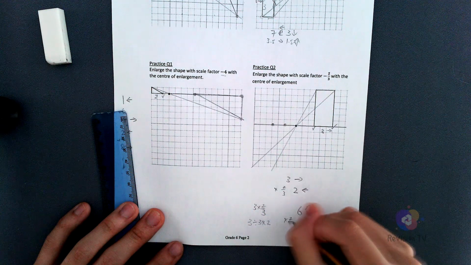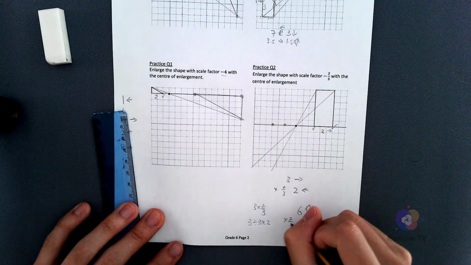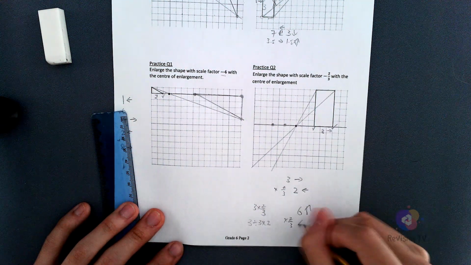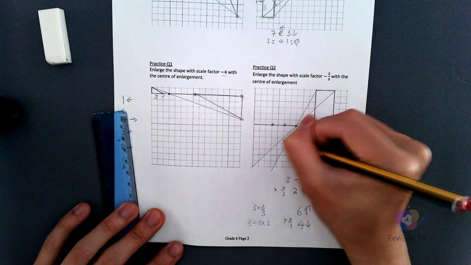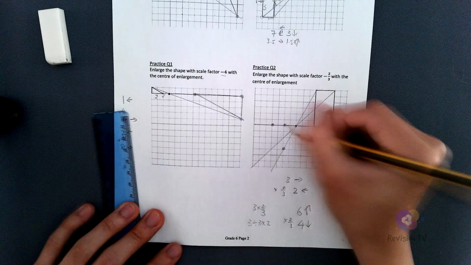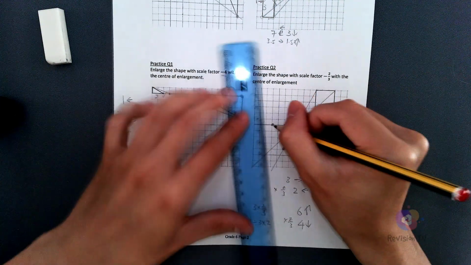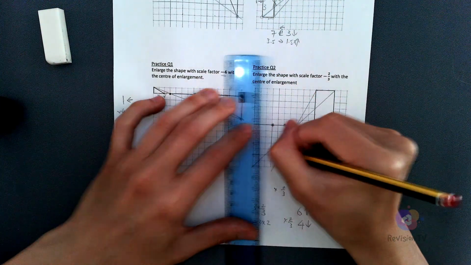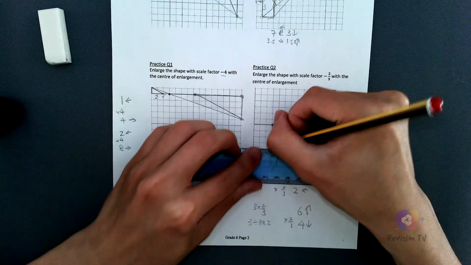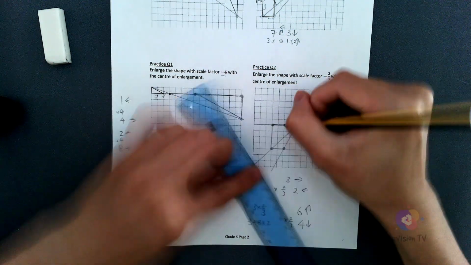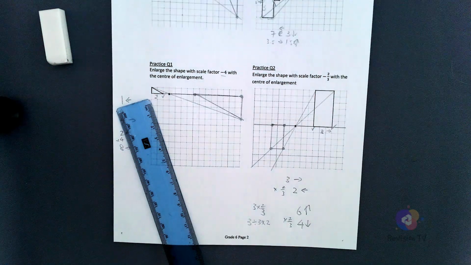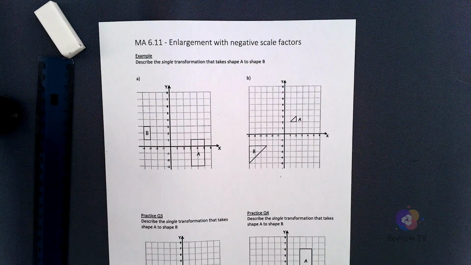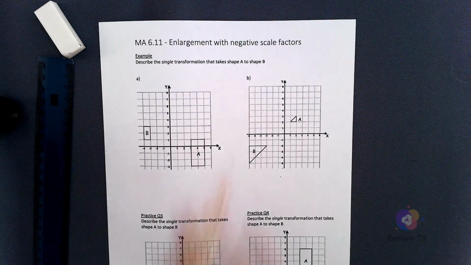Times by 2/3. 6 divided by 3 is 2. 2 times 2 is 4. So 4 down. So from that point, 1, 2, 3, 4 is here. And then you sort of knew you can finish the last point by guessing it has to be right here. So that's how you perform negative scale factor.